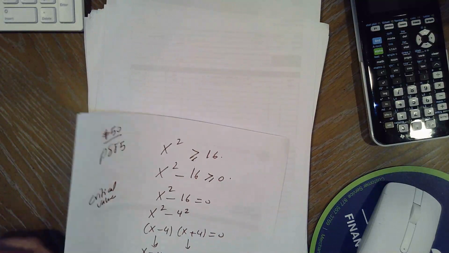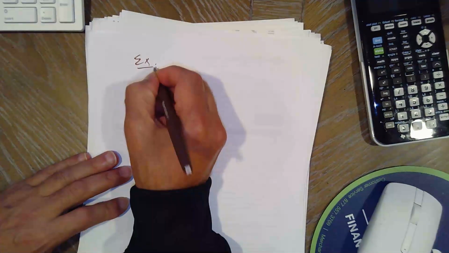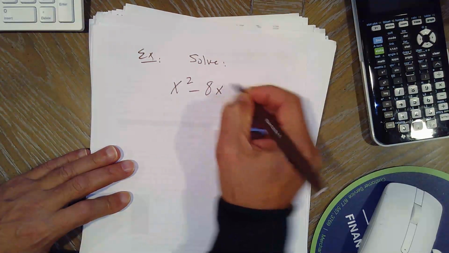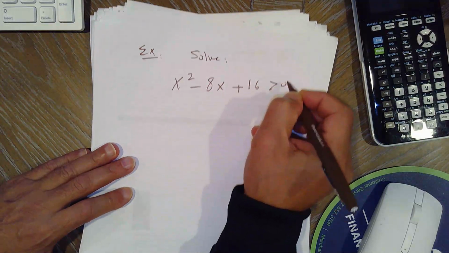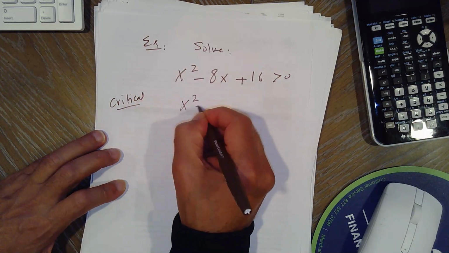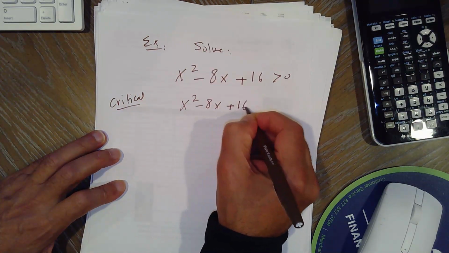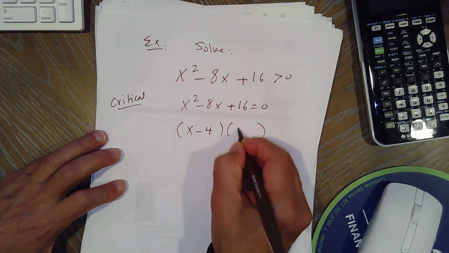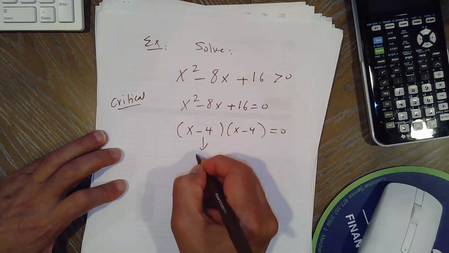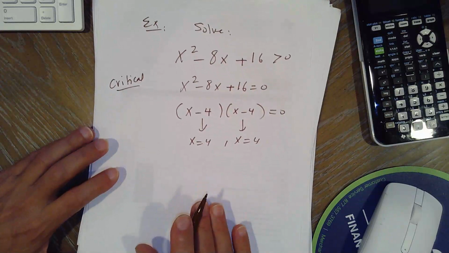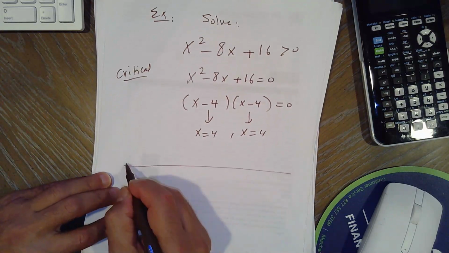So here's an example where I'm going to show you that the solution intervals do not alternate. How do we solve the inequality x squared minus 8x plus 16 is greater than 0? To find the critical values, we set it equal to 0 and solve the quadratic equation. Product of 16 and sum of negative 8 gives x minus 4, x minus 4. So you can see we got the 4 twice, which makes it an even number of times, which tells me that the solution intervals will not alternate.